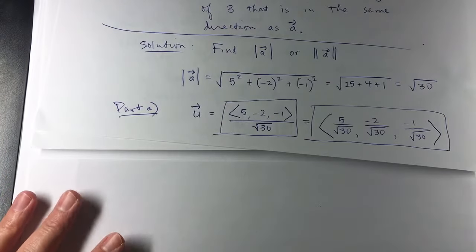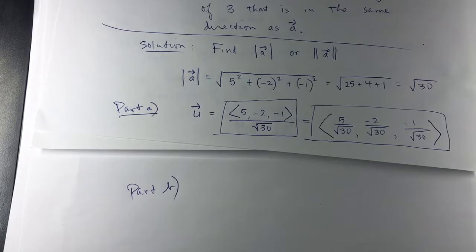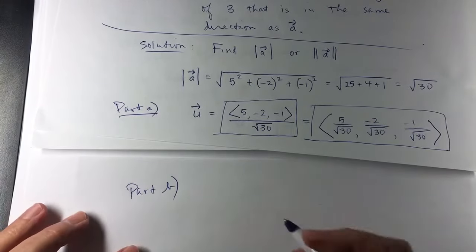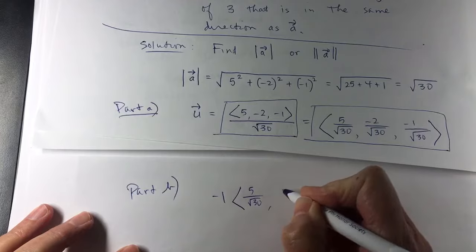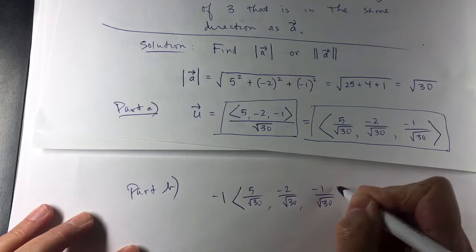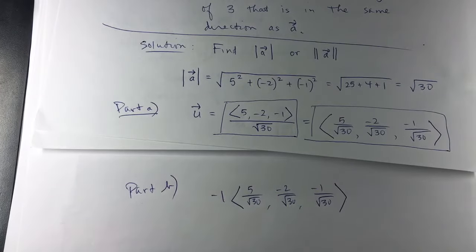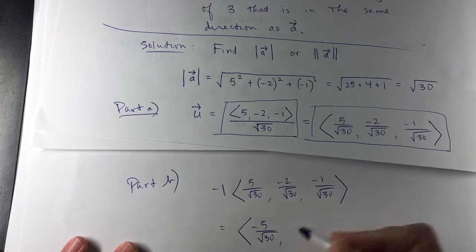Now for part B, I want a unit vector in the opposite direction of A. What do I have to do? Multiply by -1. Multiply your answer in part A by -1. So -1 times 5 over the square root of 30, then -2 over the square root of 30, -1 over the square root of 30. So -1 times that vector. So really, you could have just changed the signs of the components in the vector from part A.